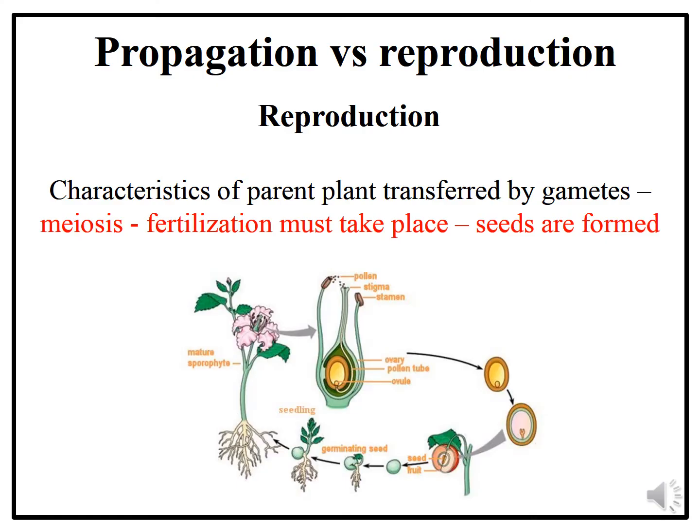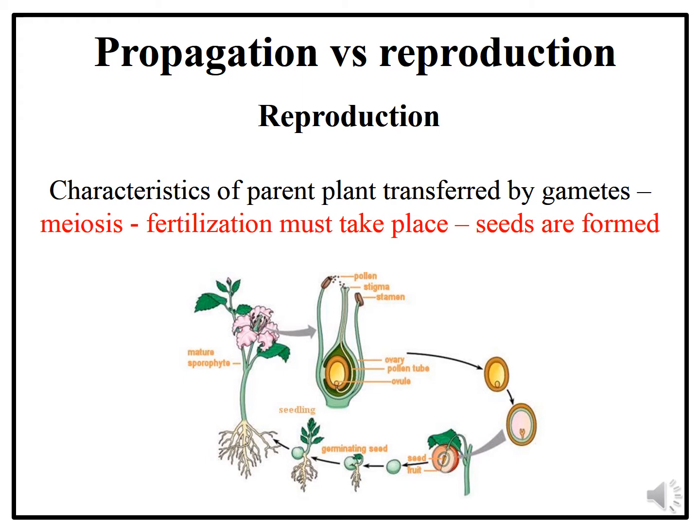And in this whole reproduction name that we give to what happens to plants, there's actually a differentiation between two concepts. The first is what is called propagation, and the second is plant reproduction. Now, let's start off with reproduction because the plant fertilization cycle is fresh in your minds. Reproduction is basically where the characteristics of the parent plant are transferred by gametes. So through the process of meiosis, where fertilization must take place, a seed is formed. So plant reproduction causes the formation of seeds.